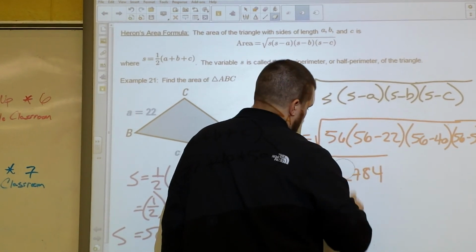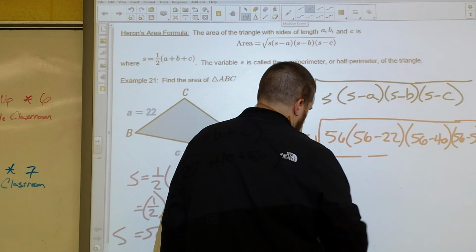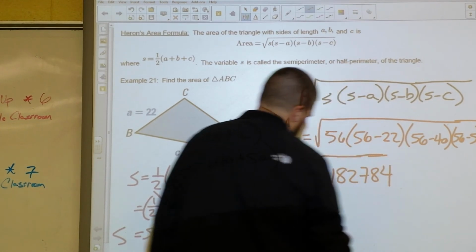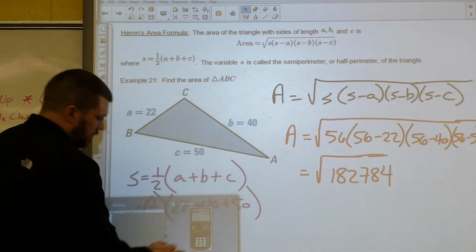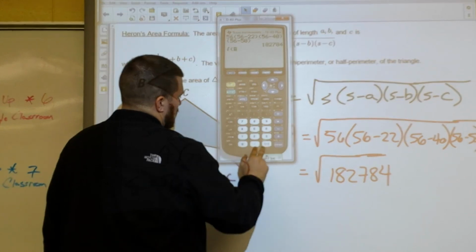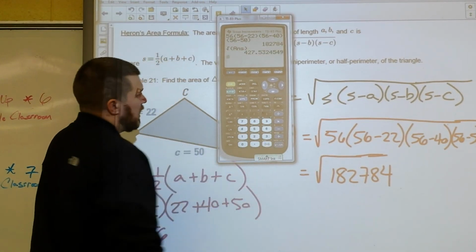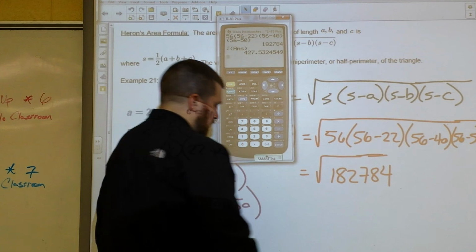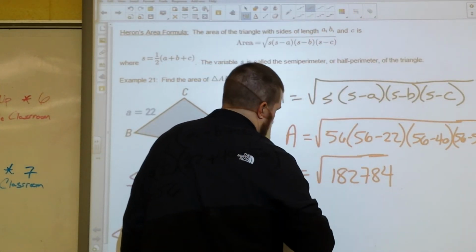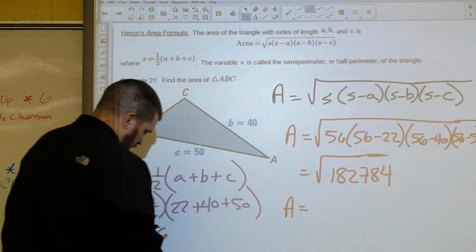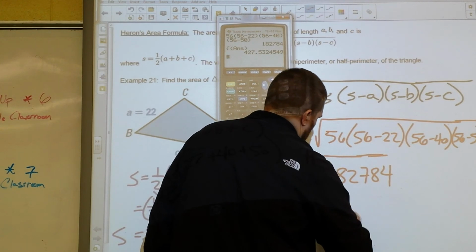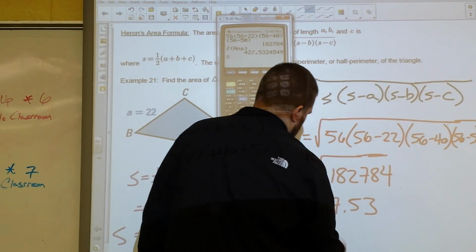Let's write that a little bit better. So the square root of that is my area. So I'm just going to take the square root now of that answer. And I get about 427.53. So the area, I lost my calculator. The area of this triangle is about 427.53 units squared.